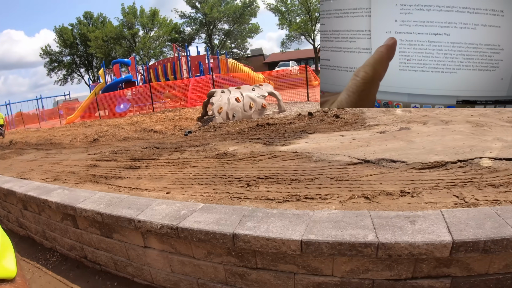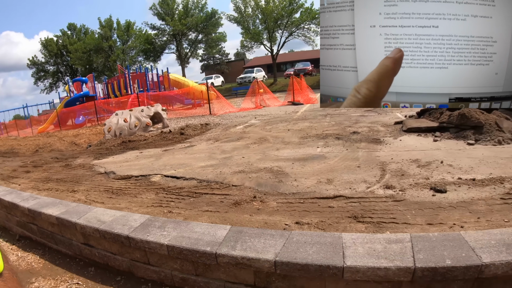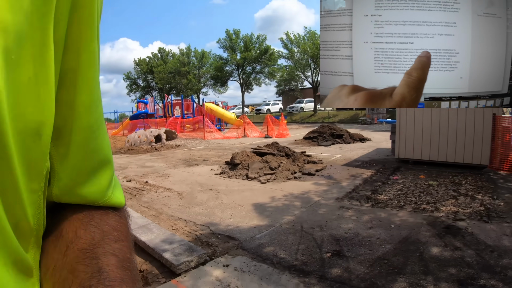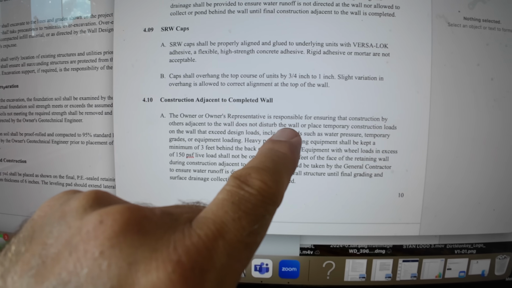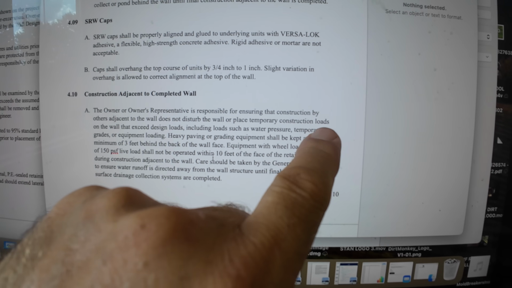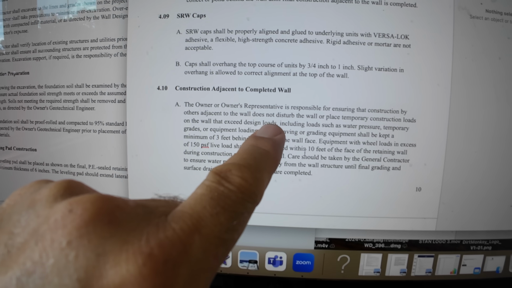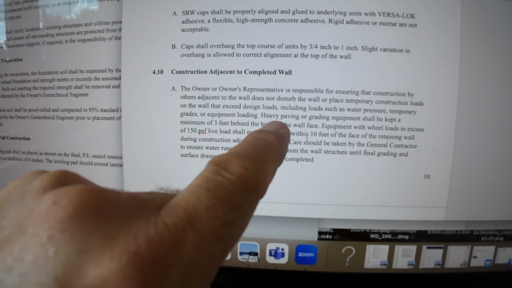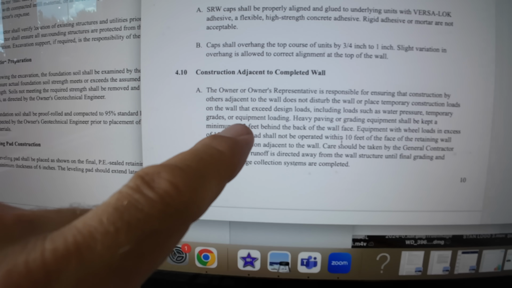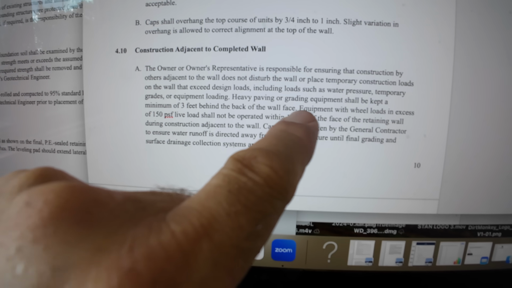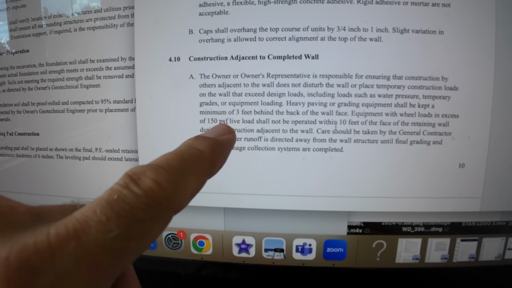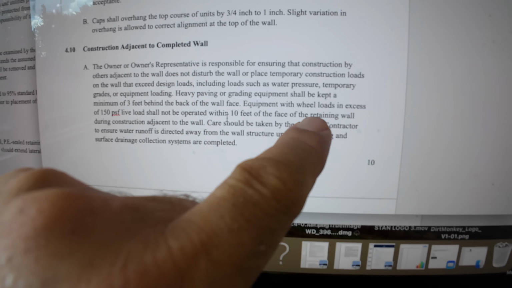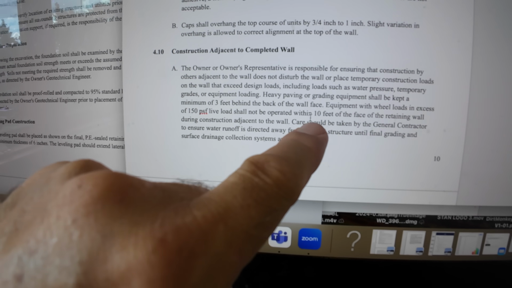Okay, so here's where we also need to understand. It even says in spec 4.10, construction adjacent to completed wall: the owner or owner's representative is responsible for ensuring that construction by others adjacent to the wall does not disturb the wall or place temporary construction loads on the wall that exceed design loads, including loads such as water pressure, temporary grades, or equipment loading. Heavy paving or grading equipment shall be kept a minimum of 3 feet behind the back of the wall face. Equipment with wheeled loads in excess of 150 pounds per square foot live load shall not be operated within 10 feet of the face of the retaining wall during construction adjacent to the wall.